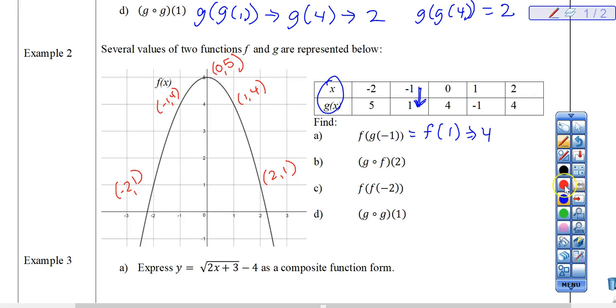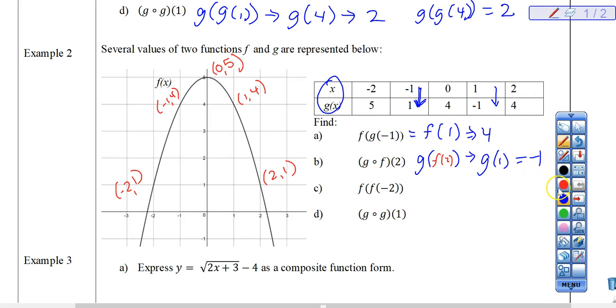Let's do the next one. So we have the g of f of 2. Color coding here. All right, so I'm going to my f function. I'm inputting a 2. What's my output? If I input a 2, what's my output? 1. All right. So that's the g of 1, which is my new input, and the g of 1 is negative 1. There you go.